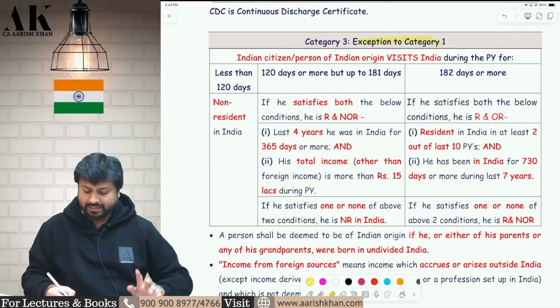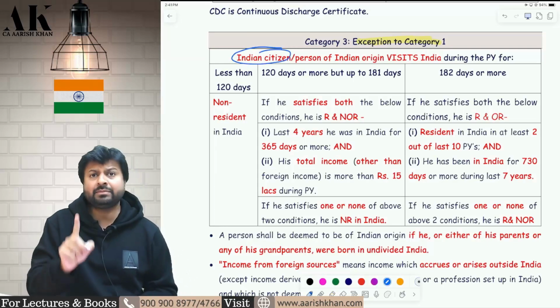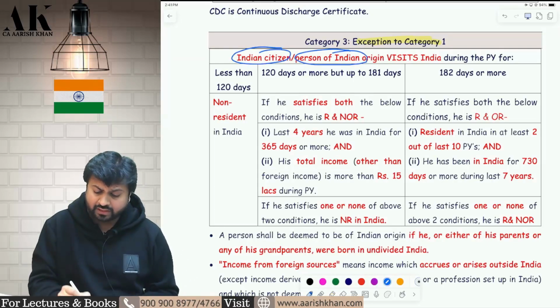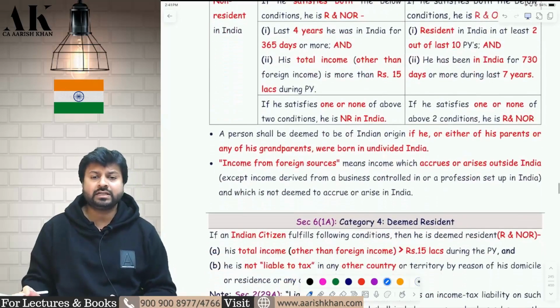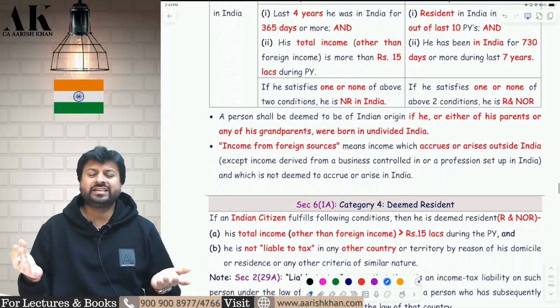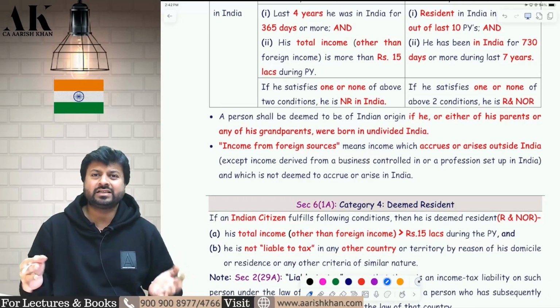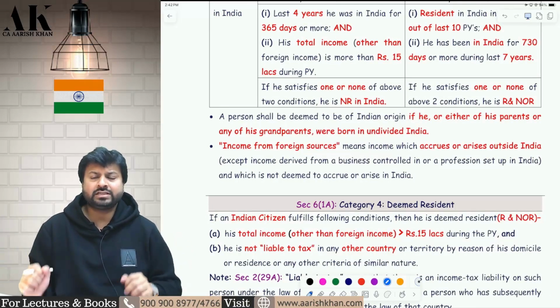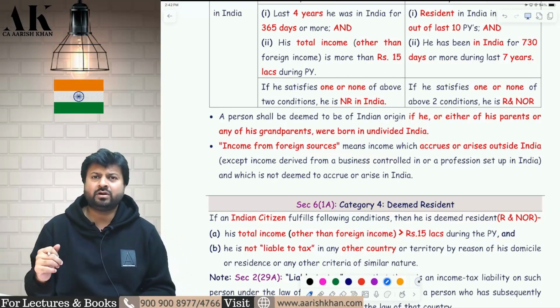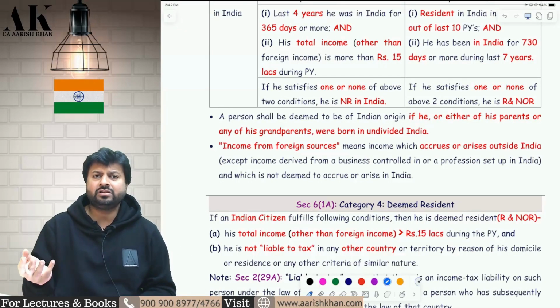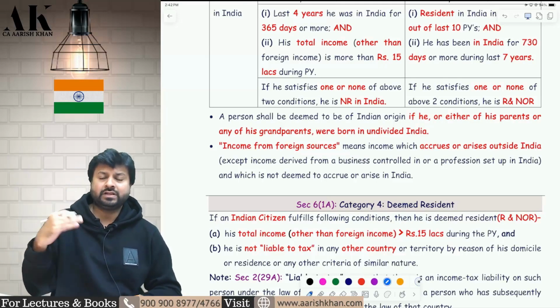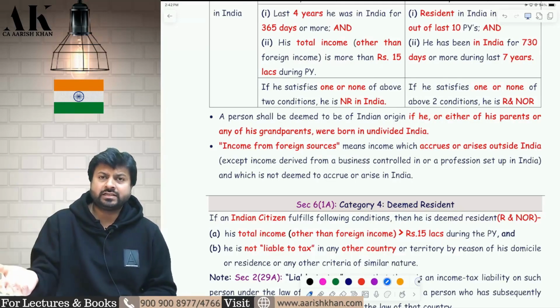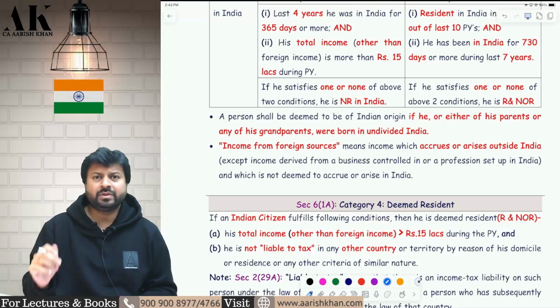The third category is applicable for whom? It is applicable for Indian citizen or person of Indian origin. First of all, we need to understand the meaning of person of Indian origin. Indian citizen means all those who are born in India are Indian citizen, or all those who have taken citizenship from the government of India separately. They are also called Indian citizen. There are two ways in which you can be citizen of India. Either you are born in India, you are citizen of India, or the government of India has given you an honorary citizenship from their side. Then also you can become citizen of India.